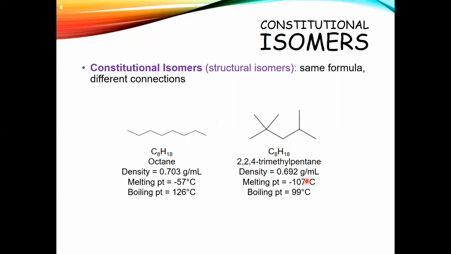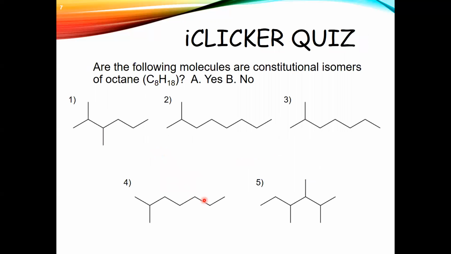So even at -105 degrees, this is still going to be a liquid, whereas the octane will be frozen solid. And the boiling point for the isooctane is also a bit lower than the boiling point for octane. So these structural isomers or constitutional isomers have very different properties. Let's practice with this idea for a little bit.